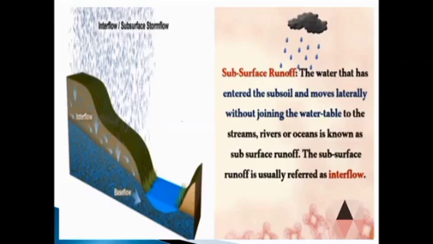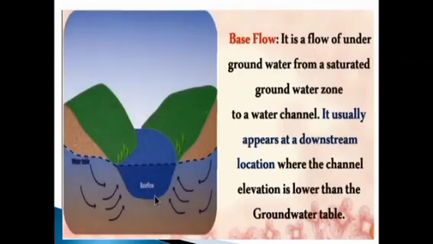The third type is base flow. Base flow means the groundwater. It is a flow of underground water from a saturated groundwater zone to a water channel. It usually appears at a downstream location where the channel elevation is lower than the groundwater table.